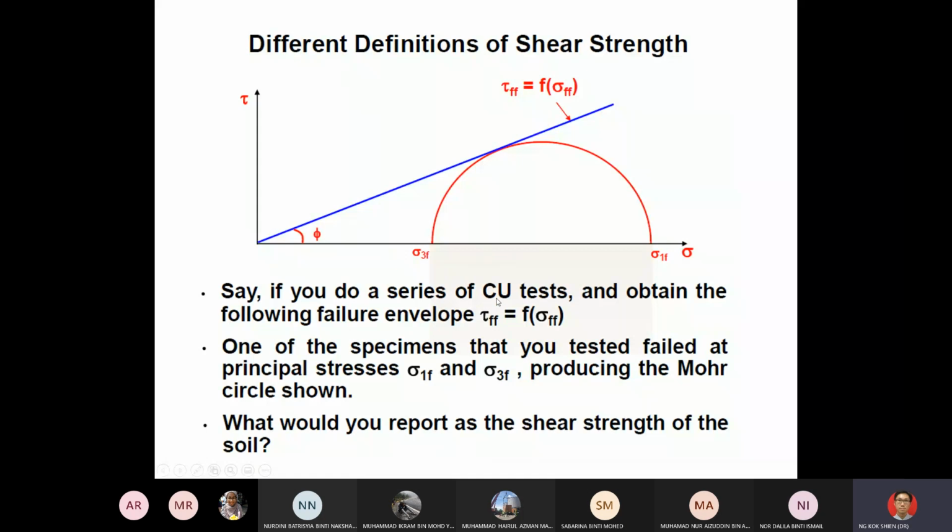Let's say we have a series of CU tests, and we obtain the following failure envelope. Let's say the soil doesn't have cohesion. From here we have total stress, or it can be effective stress, it doesn't matter. This is a Mohr circle. This is the shear stress, and this is the normal stress. So what is the shear strength here for this soil? What is the shear strength of this soil?